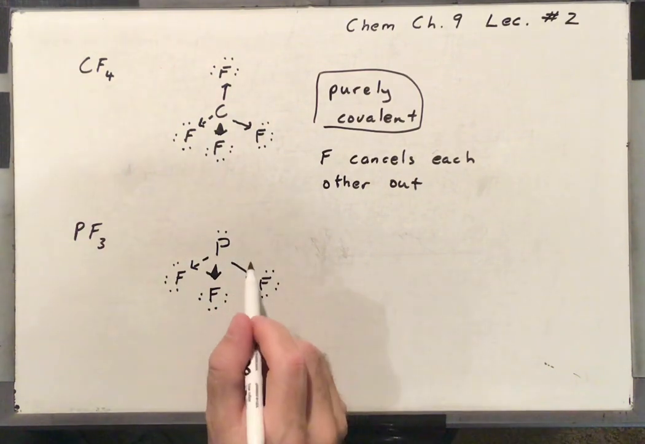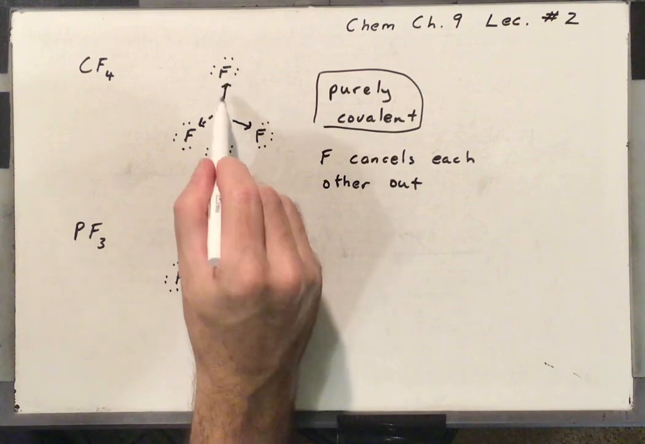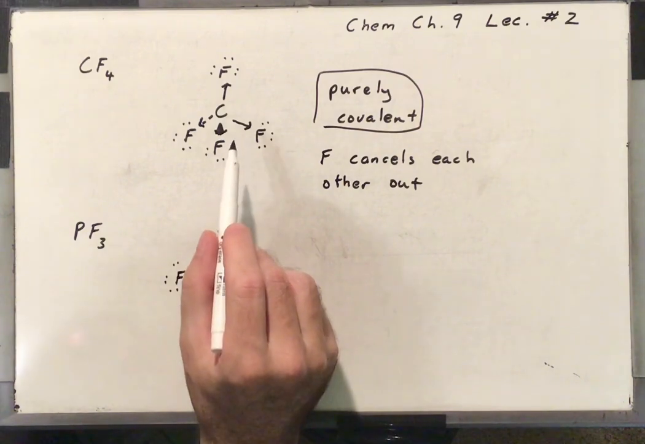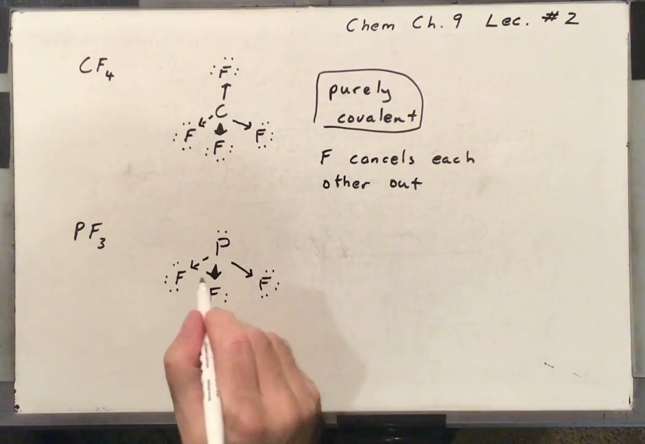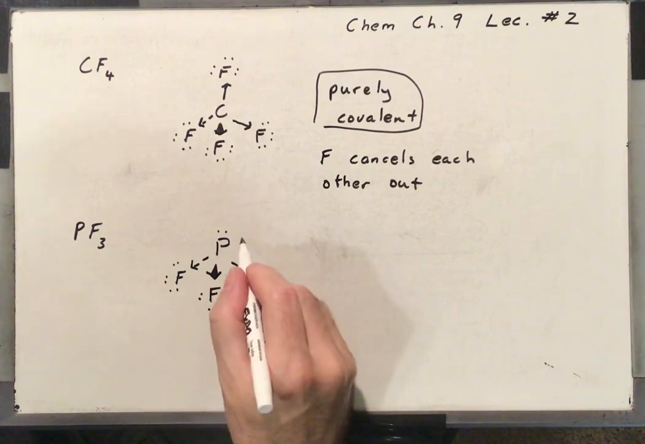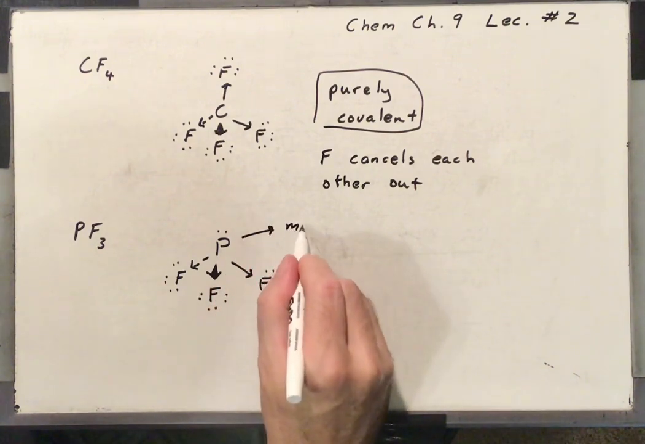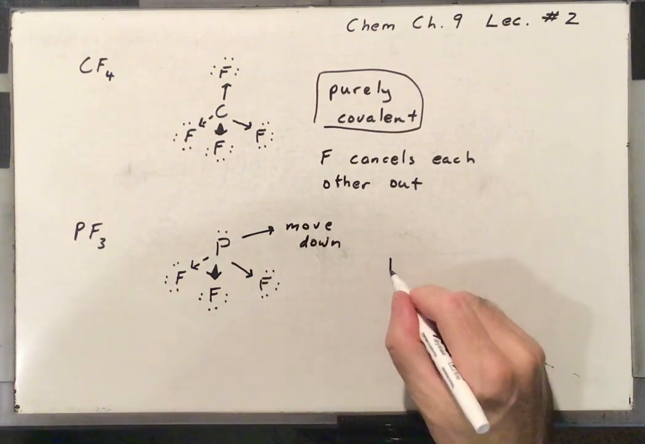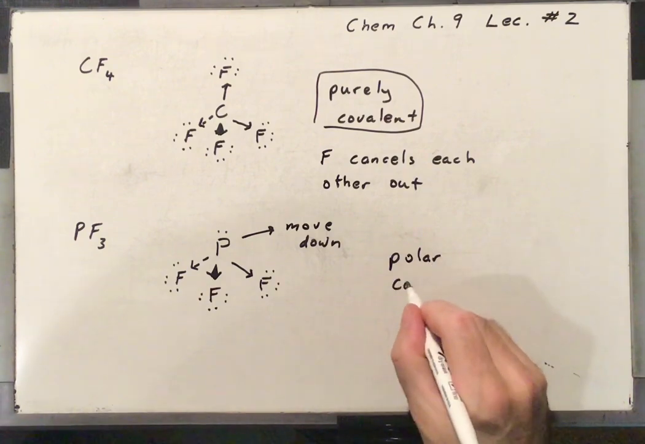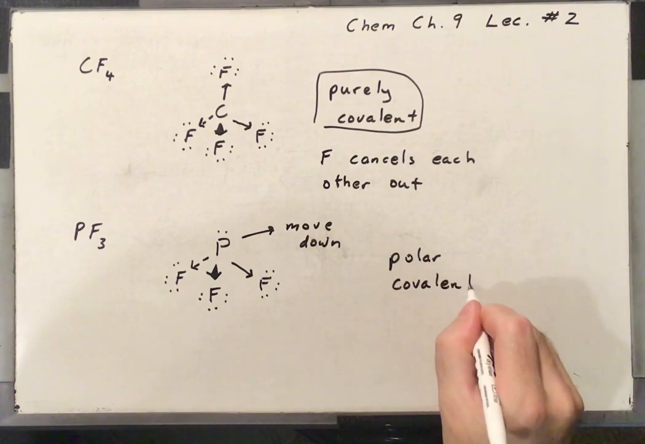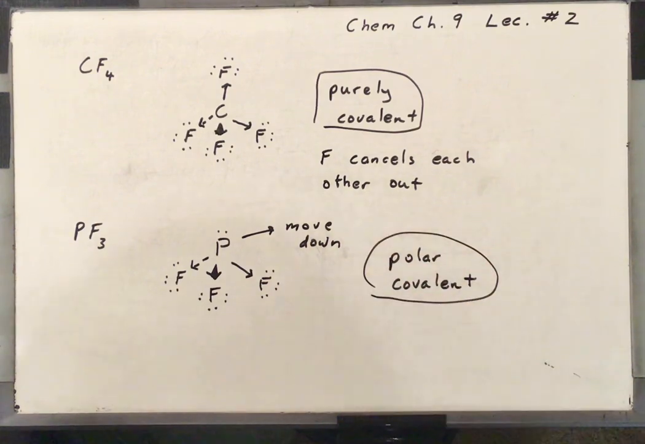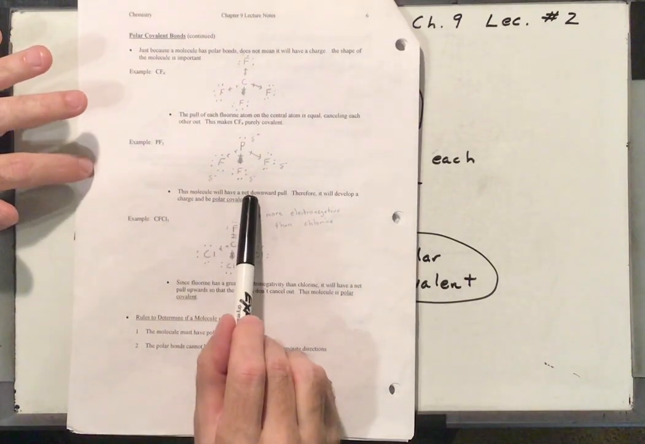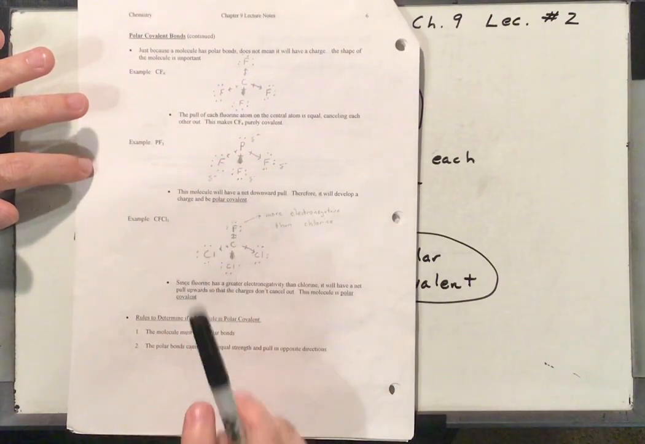But if you think about this, whereas we had a fluorine up on top that was canceling out the movement of the other fluorines that were pulling down into the side, these fluorines are all just pulling down. So the phosphorus will move down, if you want to think of it that way. If the molecule will move, then it is polar covalent. Why that's important, I'll tell you in tomorrow's lecture. But if you read the text in the notes, this molecule will have a net downward pull, therefore it will develop a charge and be polar covalent.